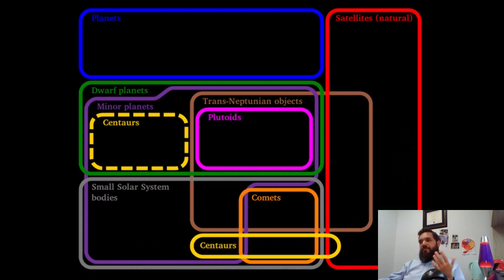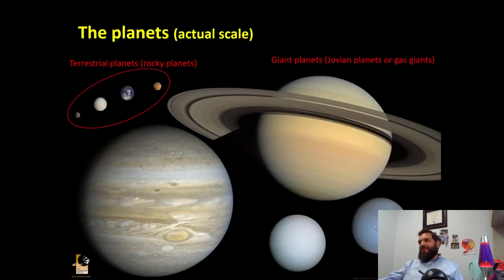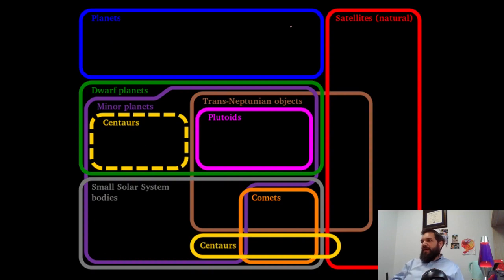And here's kind of a complex Venn diagram type thing that you can use to figure out, categorize what's what in the solar system. So, satellites also, I just wanted to point this out. Satellites are another word for moons. So we're going to talk about moons a little bit later.